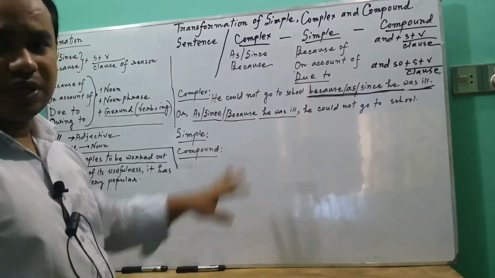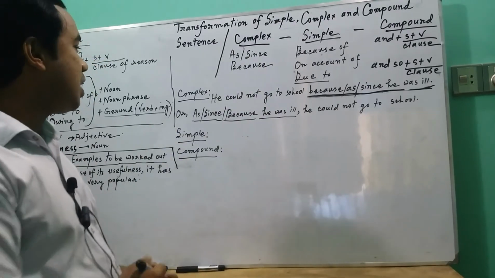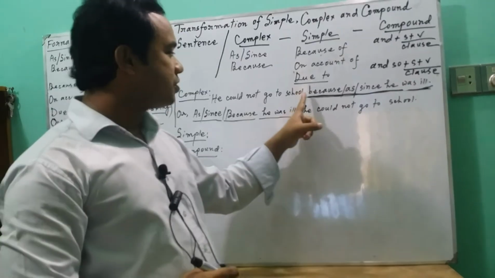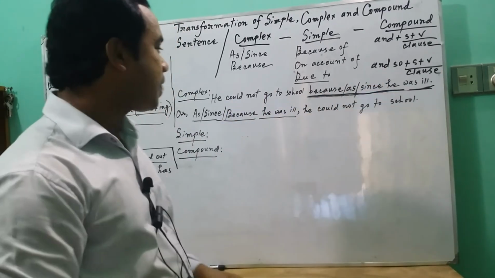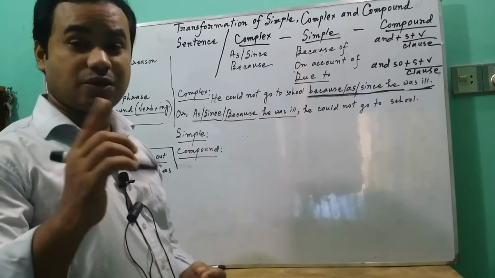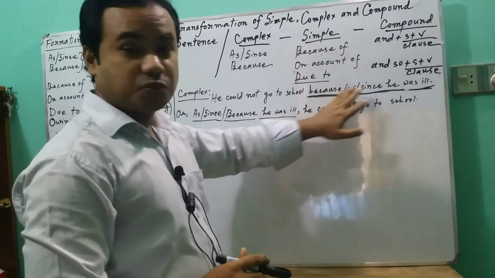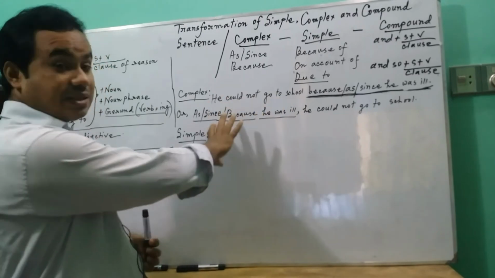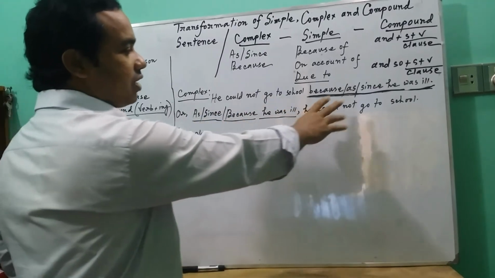Okay, let's take an example. Here's an example for your better understanding. Have a look at the example first. He could not go to school because he was ill. He could not go to school as he was ill, or he could not go to school since he was ill. And why could he not go to school? He could not go to school because he was ill. The subordinate clause here comes last, comes second. You can begin the sentence with the subordinate clause, where you can write as, since, because he was ill, he could not go to school.